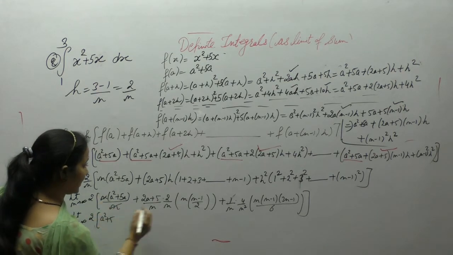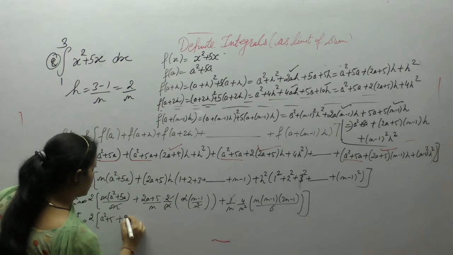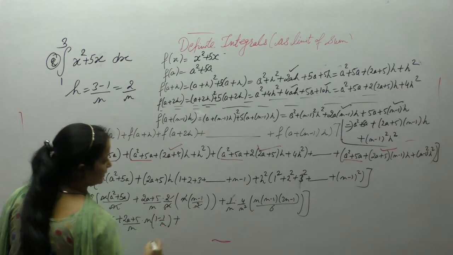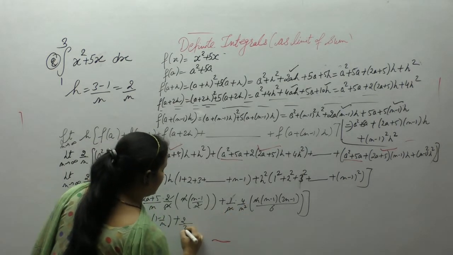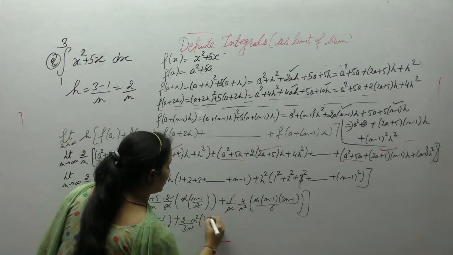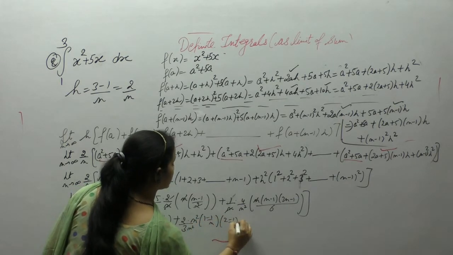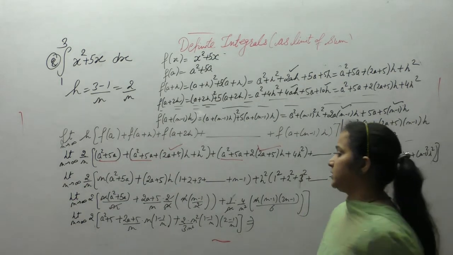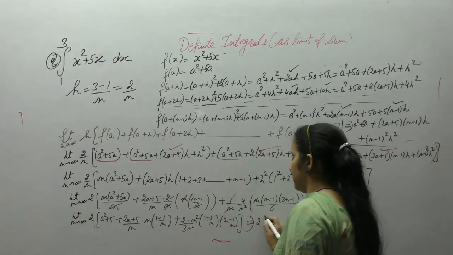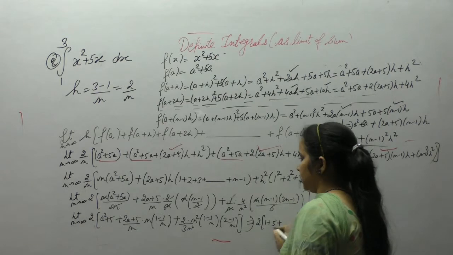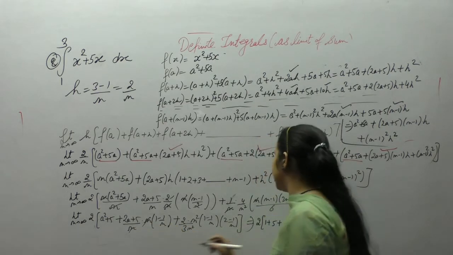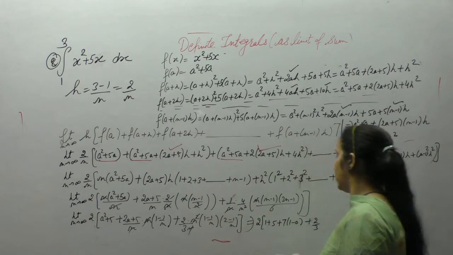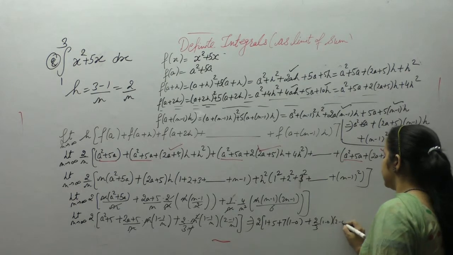a square plus 5a plus (2a plus 5) by n, take n common, (1 minus 1 by n), plus 2 by 3, n common, (1 minus 1 by n)(2 minus 1 by n). Now put the value of a and the limit n tends to infinity. a is 1, so 1 square plus 5, 2 into 1, 2 plus 5 is 7, (1 minus 0), 2 by 3, (1 minus 0)(2 minus 0).